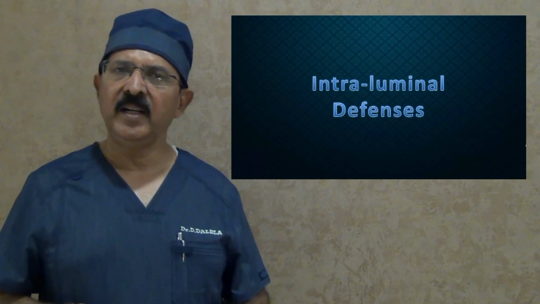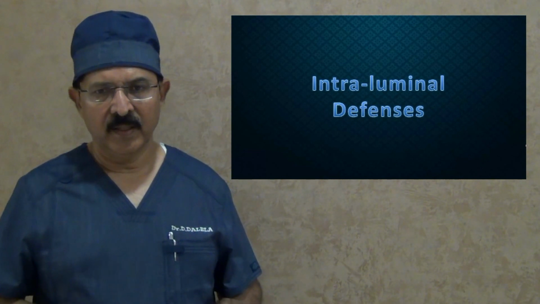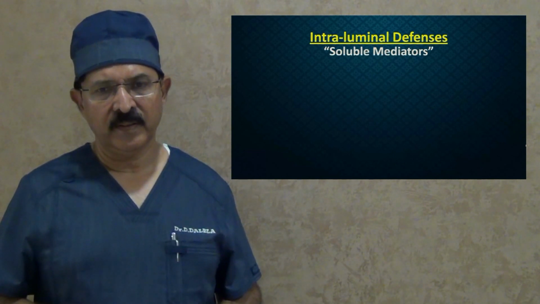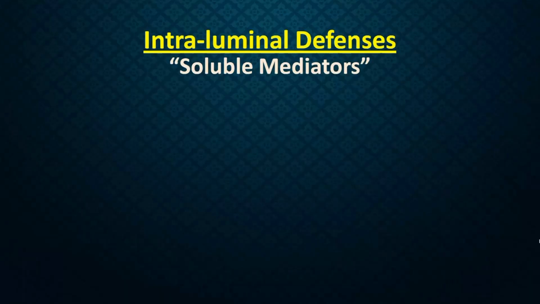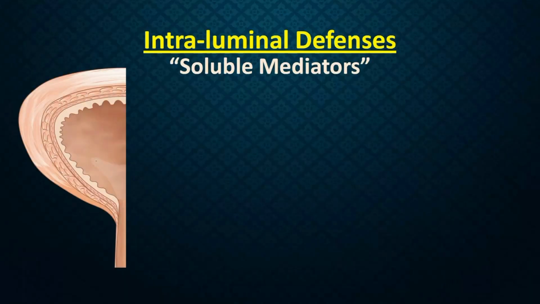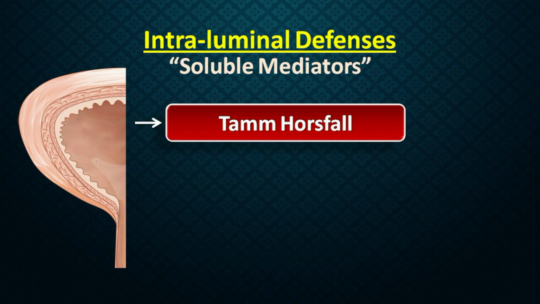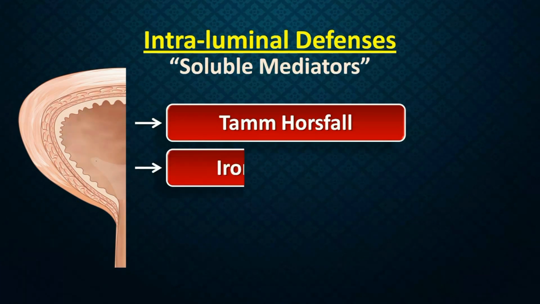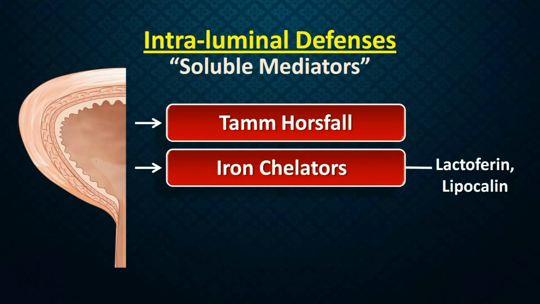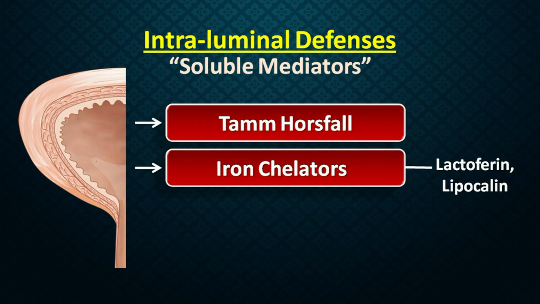The intraluminal defense system comprises some core components. First of all, very old, which you must be knowing already, is Tamm-Horsfall protein, which is secreted from the renal tubules. It comes in certain concentration inside the urinary bladder lumen within the urine and is inhibitory to bacterial proliferation. Next is the presence of iron chelators within the urine.